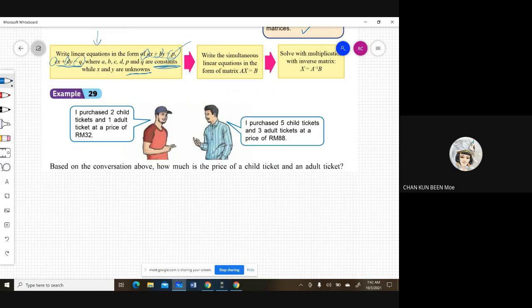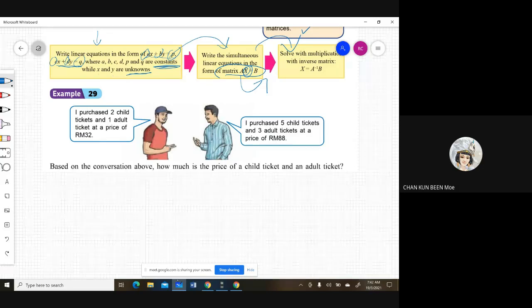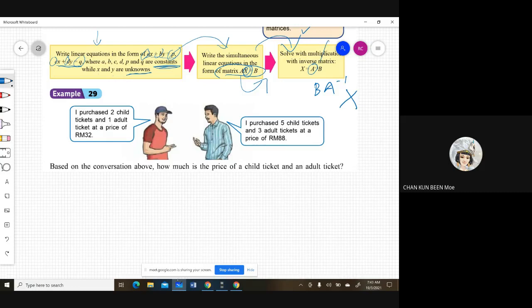After that, you write the simultaneous linear equation in the form of matrix, AX equal to B, like what we always did in the previous exercise. Then lastly, you solve it by multiplication with the inverse matrix. To find the value of X, we move the A to the back, becomes the inverse of A, so inverse of A multiplied by B. Just remember, don't put the inverse of A at the back, that's not correct. You must always put the inverse of A in front of the B.